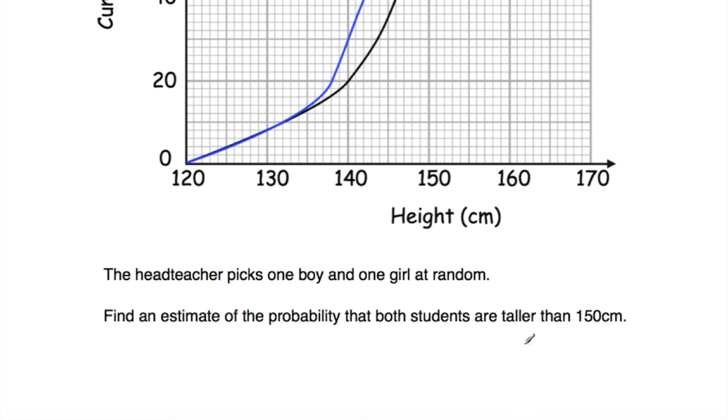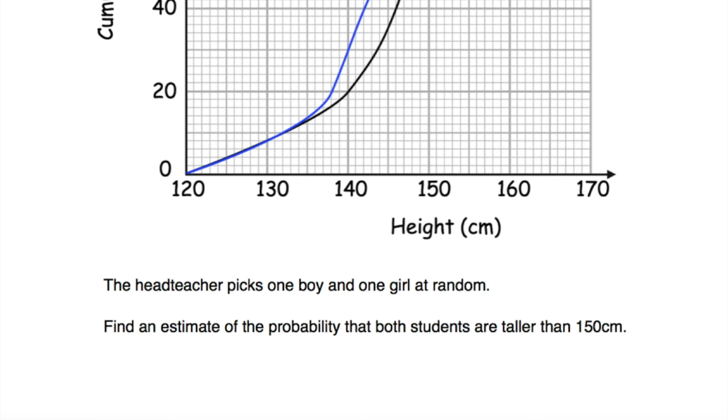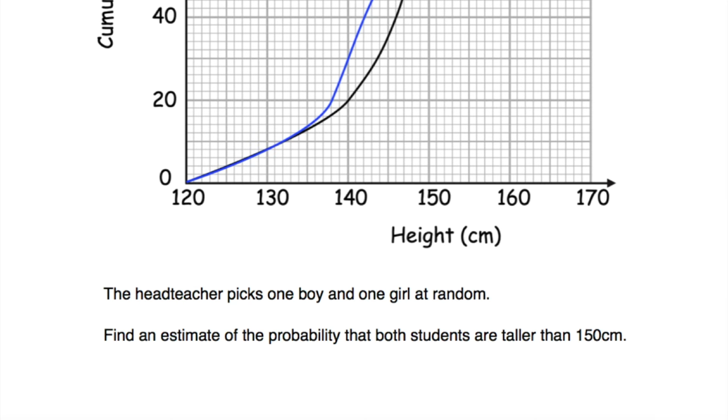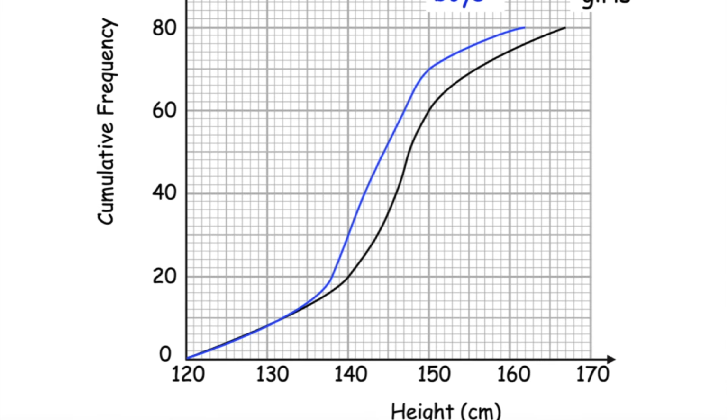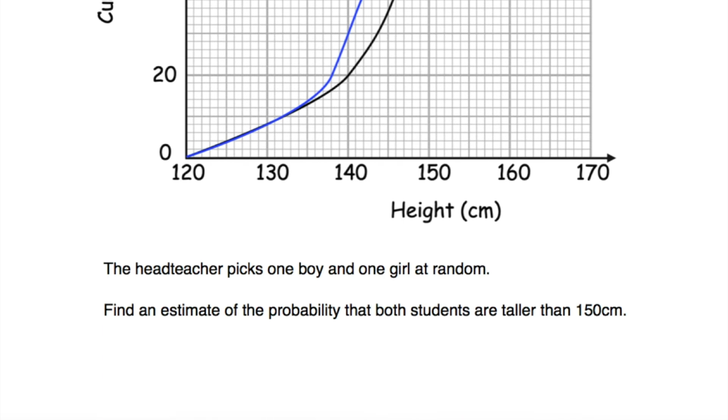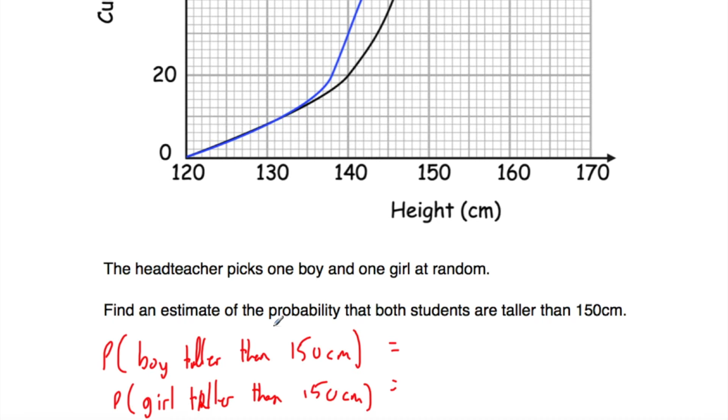Okay, so we want to find the probability that both of these students are taller than 150 centimeters. So he's going to pick a boy at random and a girl at random. So let's go up here. We have got our cumulative frequency curves. I want to find the probability that both of them have got a height of over 150 centimeters. So let's start off by finding the probability that the boy is taller than 150 centimeters, and also the probability that the girl is taller than 150 centimeters, and then we'll deal with the fact that it's a probability for a boy and a girl being chosen at random. So let's find each of those individual probabilities to begin with.